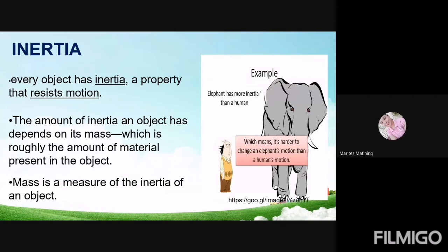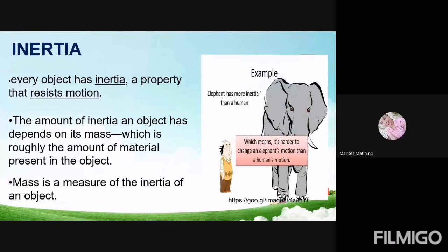So, here, if you look at that, elephant, so let's go back. Elephant has a bigger mass. Therefore, elephant has more inertia than a human. It means that it is harder to change an elephant's motion than human's motion. Okay. So, the higher the mass, we will sum it up. The higher the mass, the greater or the higher the inertia.